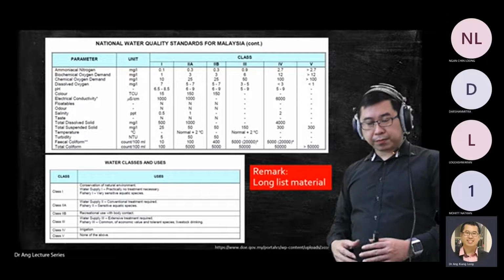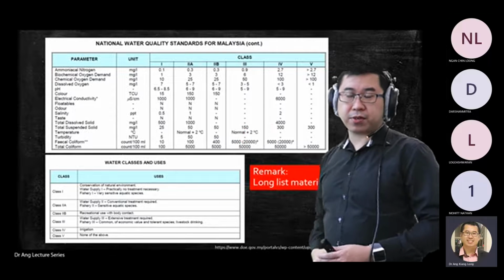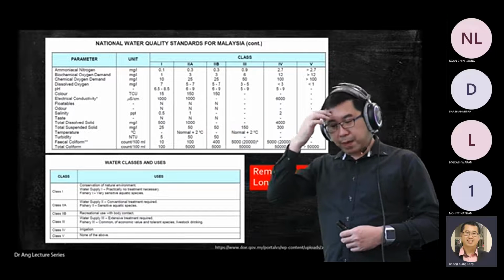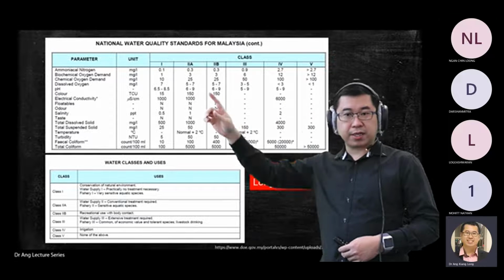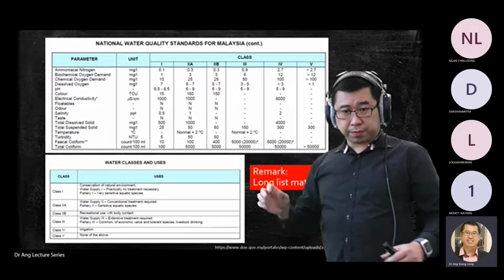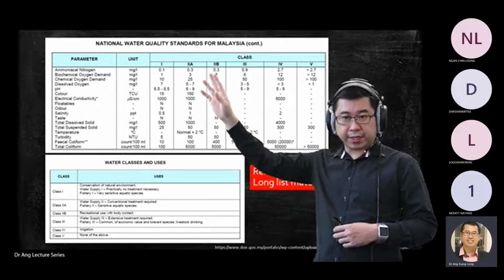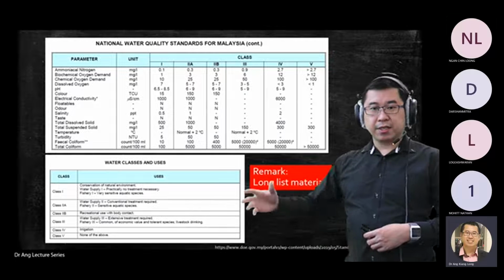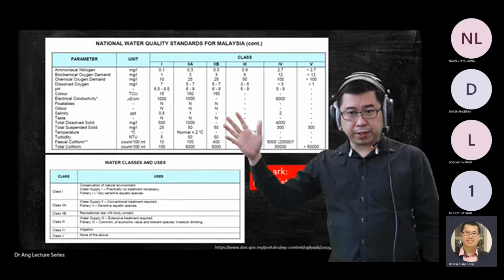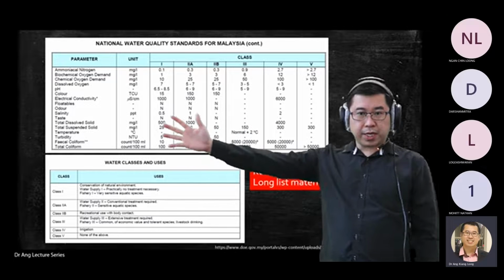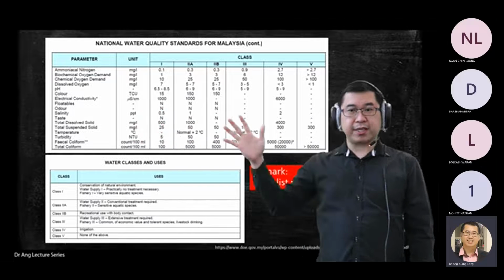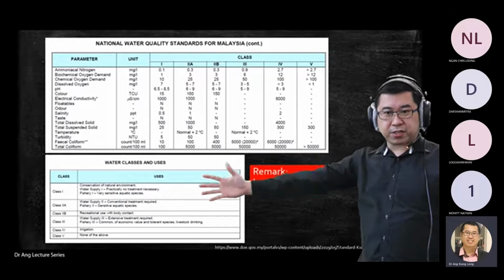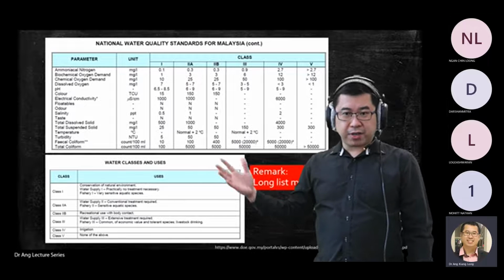If you want to see the whole chart, you can Google and go to the Department of Water Quality, or you can look for the Malaysia Water Quality Standard. Then it will give you a list of standards. So this is one of them for Malaysia. What is important is that you've seen the Malaysia standard before. This is only about a quarter page of the standards. We have a long list there.